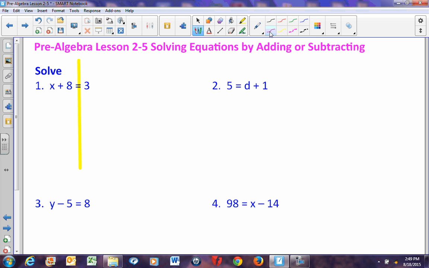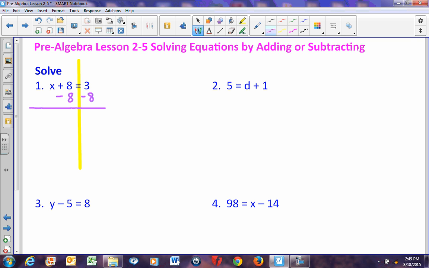So I'm going to solve this equation. If I look at this, x plus 8 equals 3. 8 was added to x. We need to undo that because x likes to be all by itself. So, if x plus 8 equals 3, we need to undo that. To undo addition by 8, we will subtract by 8. So if I subtract 8 from one side of the equation, I must subtract 8 from the other side of the equation. And I must show it to both sides of the equation.